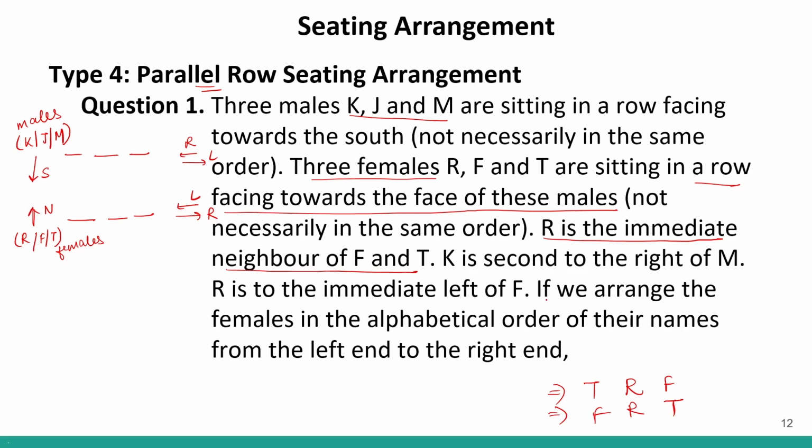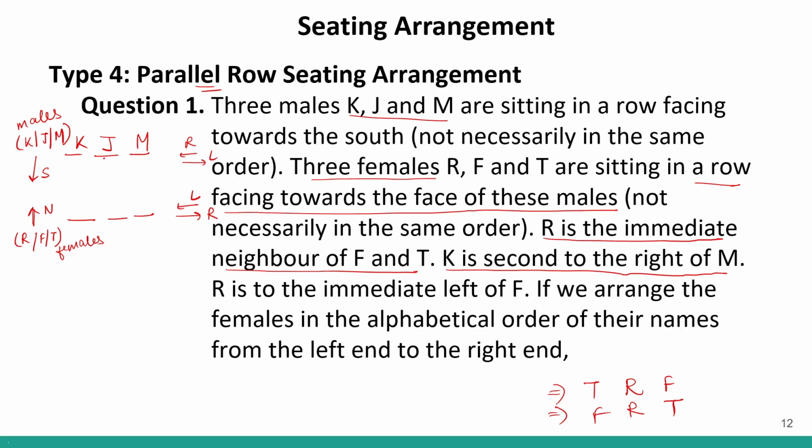Correct? Now, it is given to us K is second to the right of M. So second to the right means M will be here, K will be here, because the right is in this direction for males. So K is second to the right of M. So the only person remaining is J. We can place J over here.